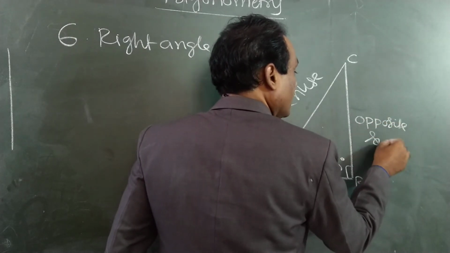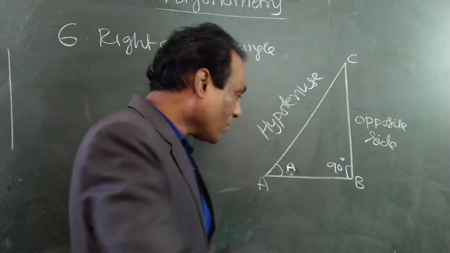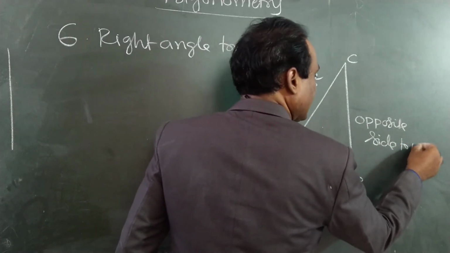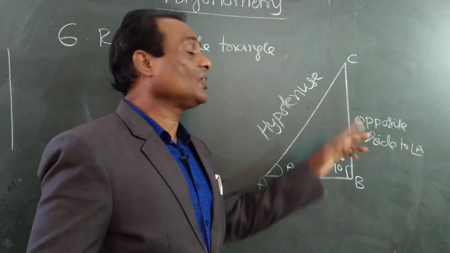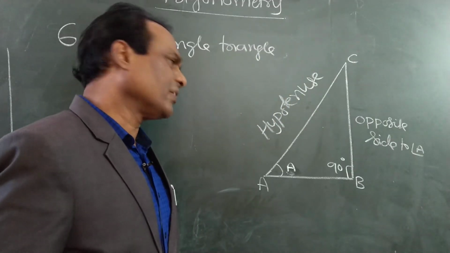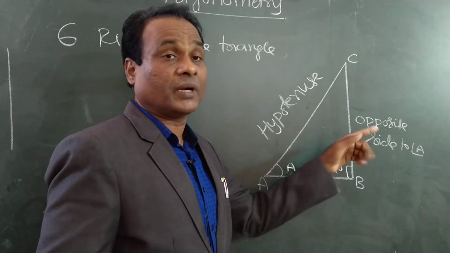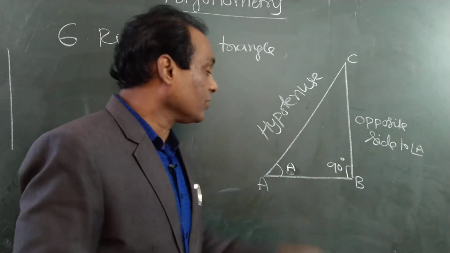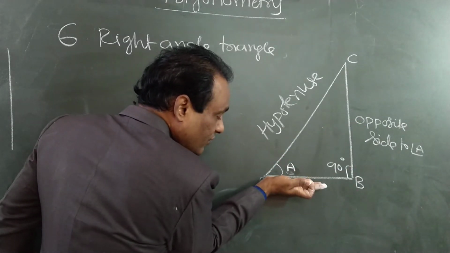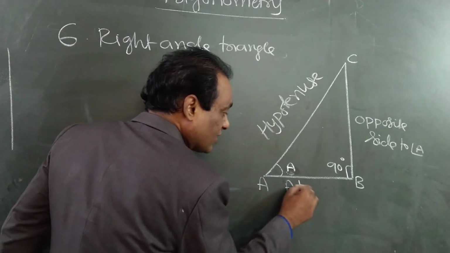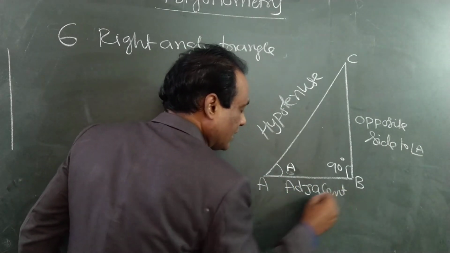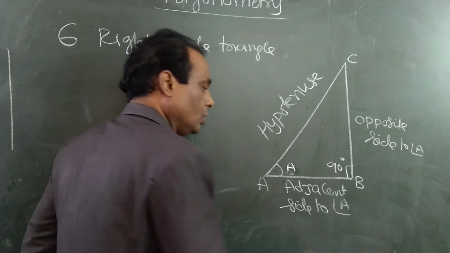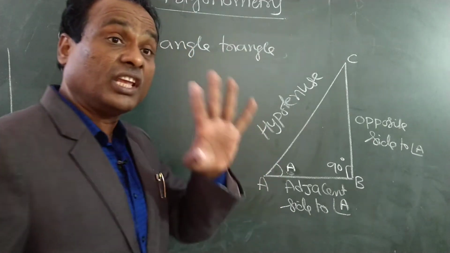Opposite side is not a general word. It means the opposite side to angle A. In most cases we take this as the opposite side, but it depends on the angle you are discussing. The side which is adjacent to that angle is called the adjacent side to angle A. These are the three names of the sides.